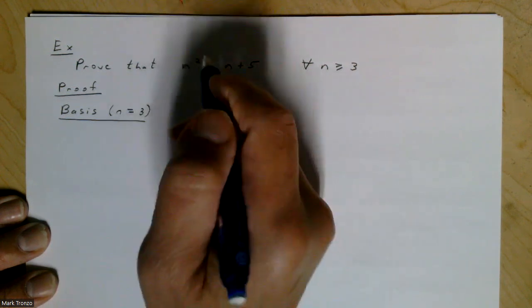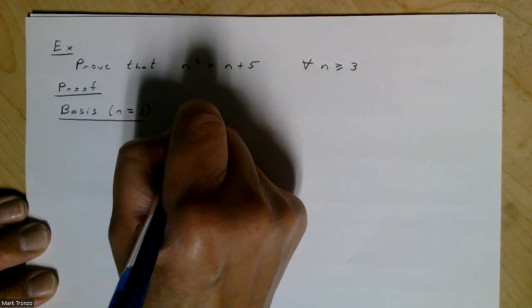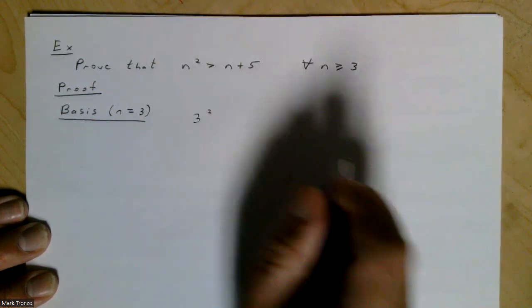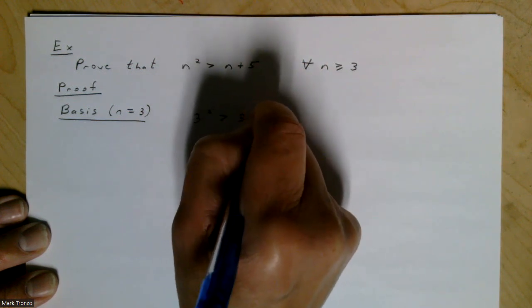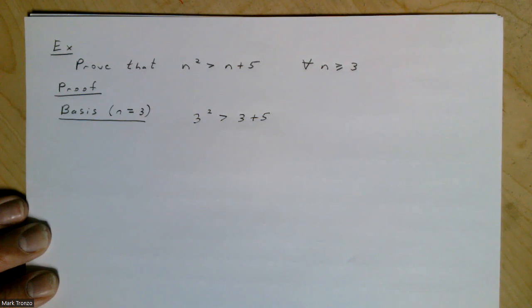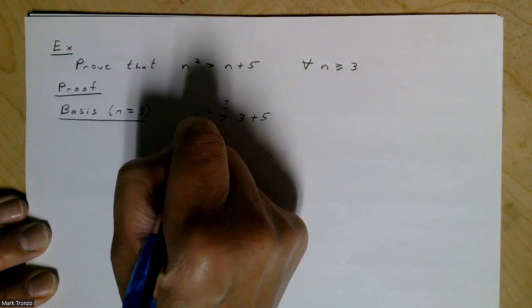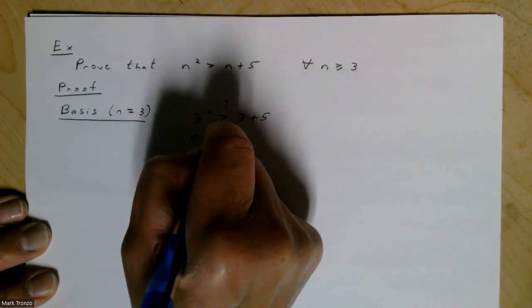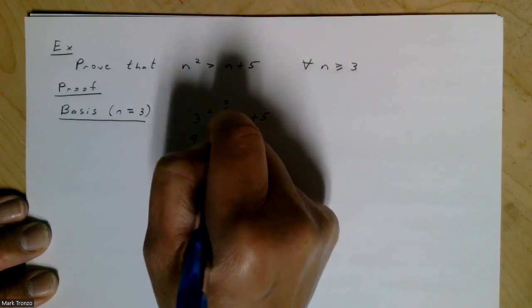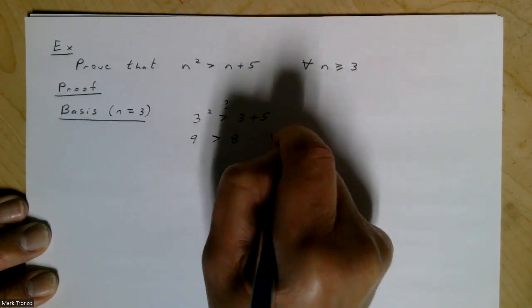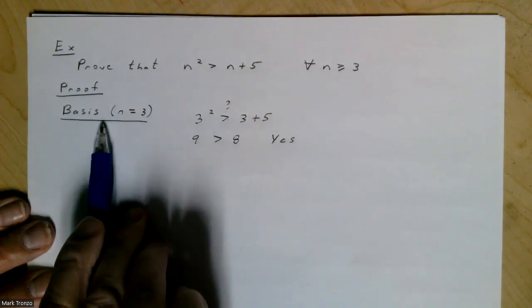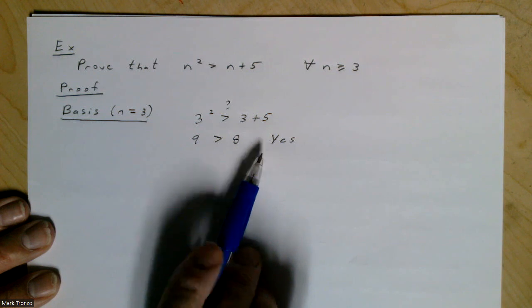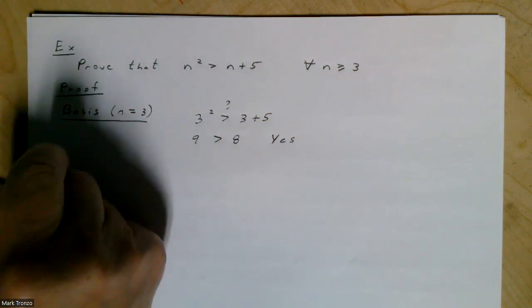So the question is, is it going to be true for that first value? In other words, if we go up here and put a 3 in the left-hand side and a 3 on the right-hand side, is that inequality true? So on the left-hand side, we get 9. Right-hand side, we get 8. And yes, for our basis point, our first value, it's true. So we've passed that one. So next, let's do the induction step.